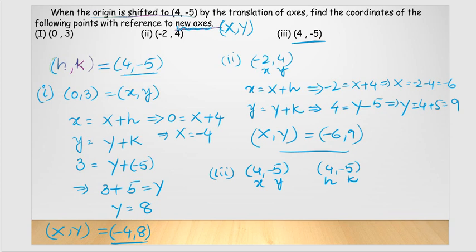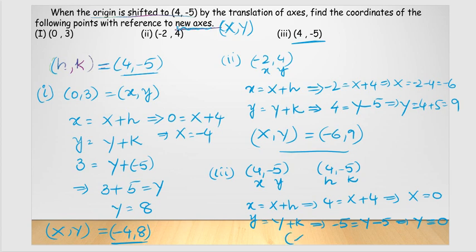So from this what can I find? Small x is equal to capital X plus h. So which gives me 4 is equal to capital X plus 4. So when I transpose, capital X will be 0. The same way small y is equal to capital Y plus k. The same thing happens here. So minus 5 is equal to capital Y minus 5. So here also capital Y is equal to 0.